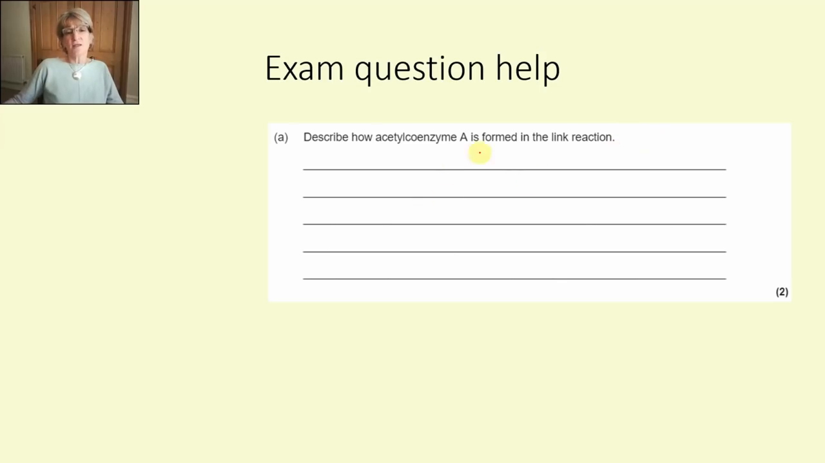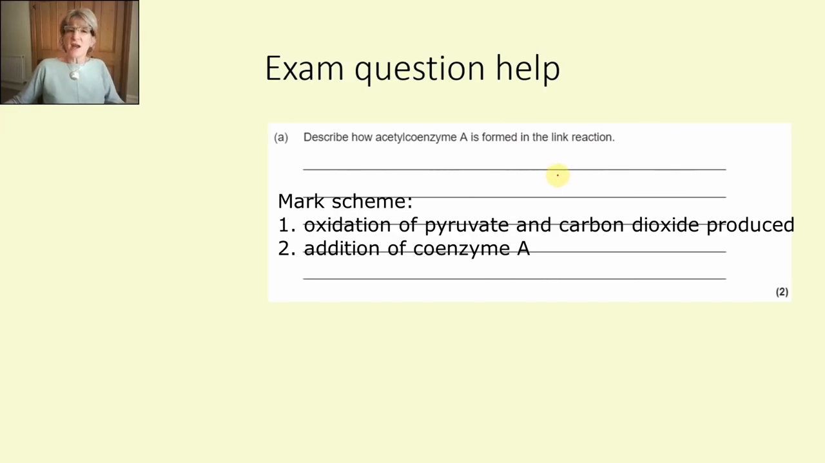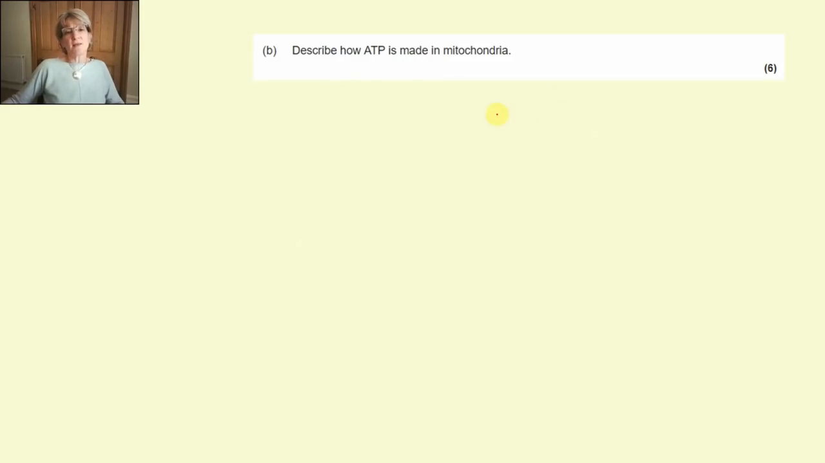So first question, describe how acetyl coenzyme A is formed in the link reaction. Well, this is as a result of pyruvate being oxidized to produce acetyl coenzyme A, with carbon dioxide being released and NAD being reduced to NADH. Next question: describe how ATP is made in the mitochondria.